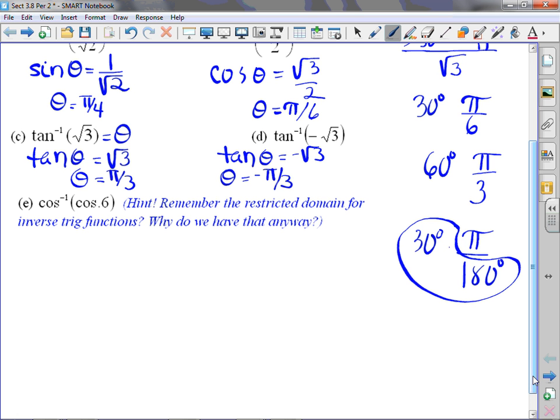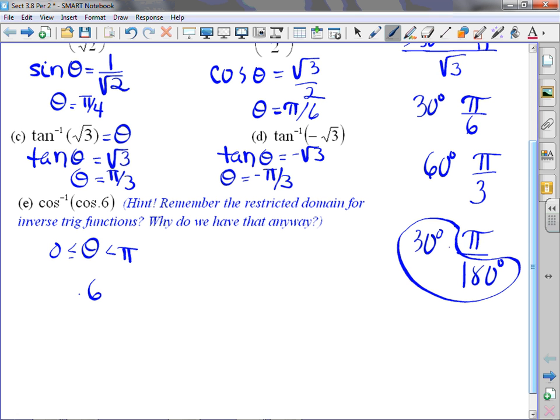They don't always cancel out, but you just make sure that your angle is between 0 and pi. Now, for theta on this one, it has to be between 0 and pi. It's 0.6, between 0 and pi. And I checked it on my calculator.